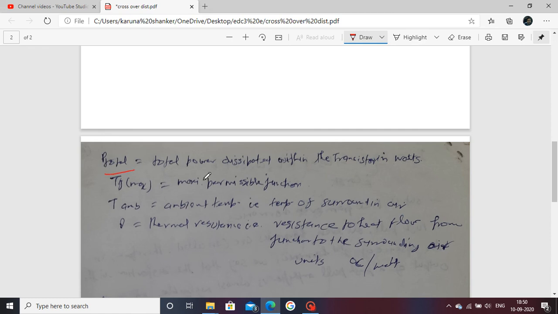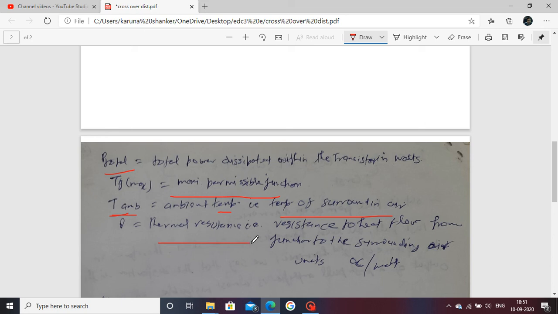P total means the total power dissipated within the transistor in watts. Junction temperature means the maximum permissible junction temperature, that is, how much junction temperature your transistor is able to permit. The suffix AMB means ambient temperature. Ambient temperature is the temperature of the surrounding air, and this symbol is used for it.